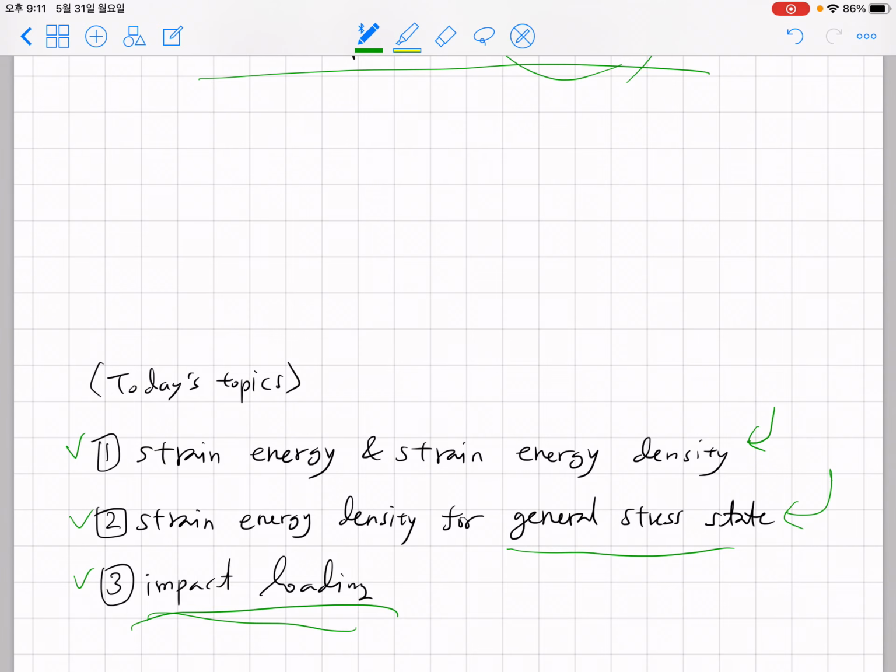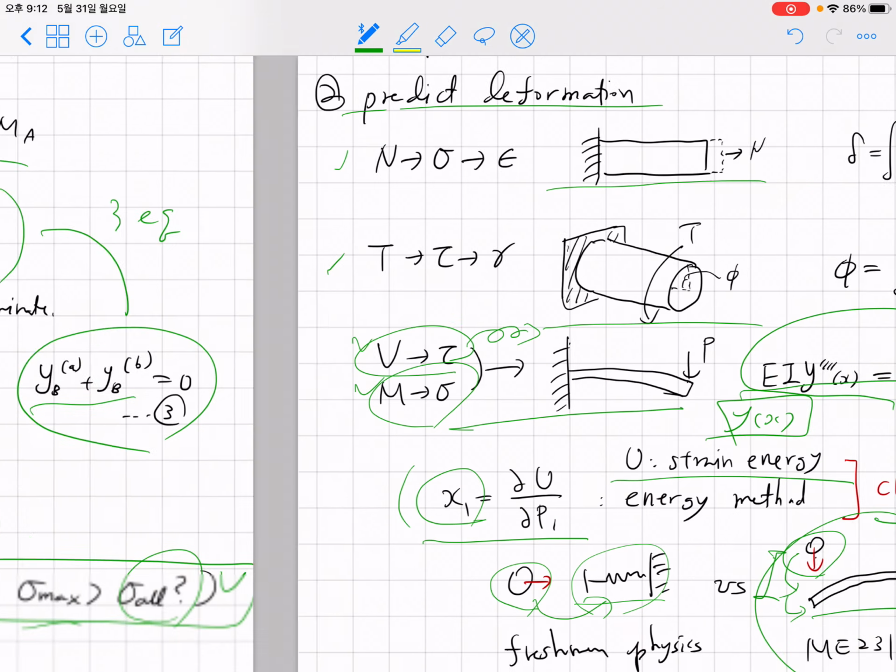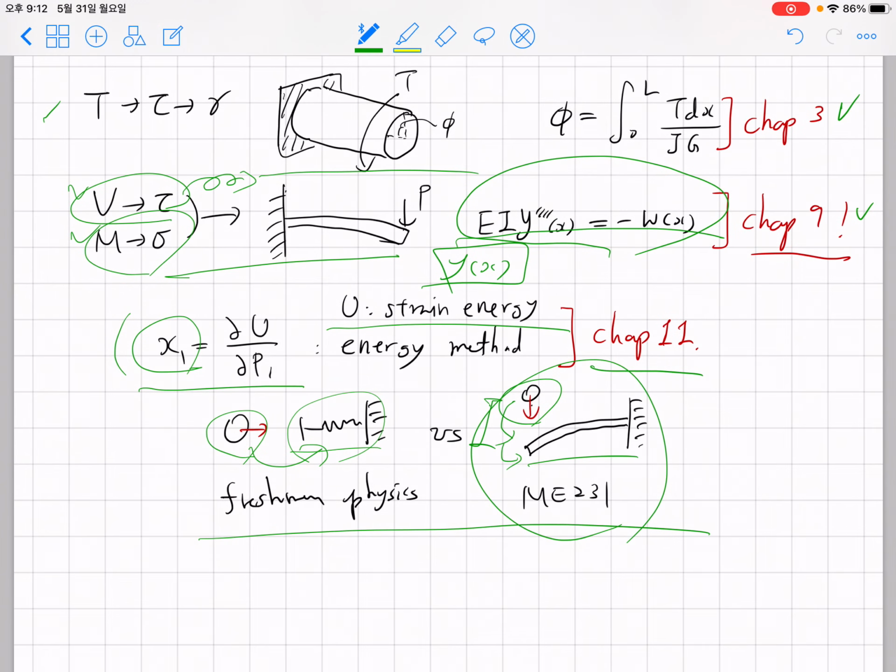Okay, so these are the topics we covered in today's lecture, and in the next lecture we'll discuss the energy method of solving deflection, using the partial differentiation method. Okay, so with that, let me finish today's lecture and see you in the next lecture.